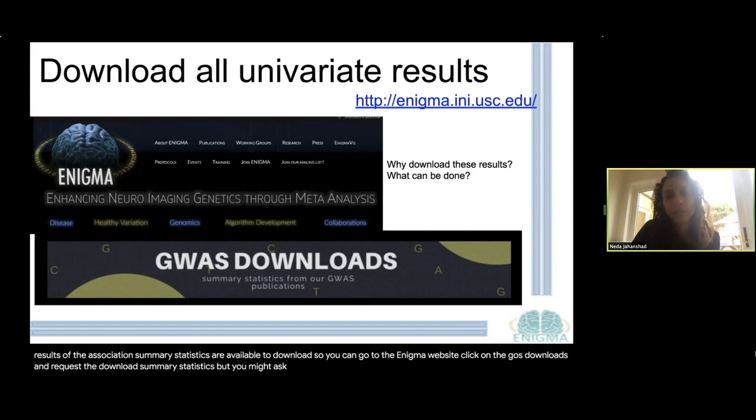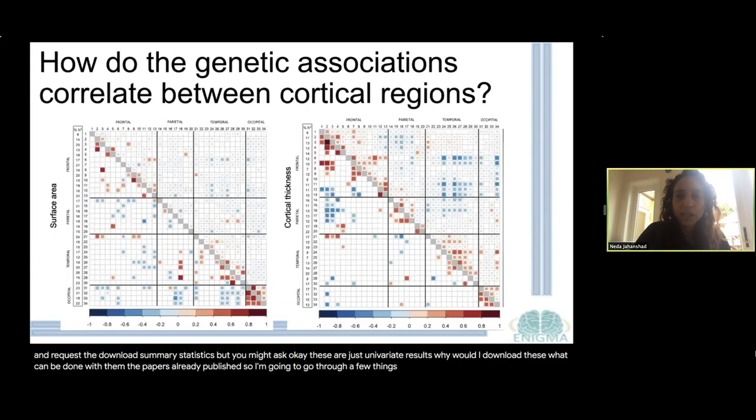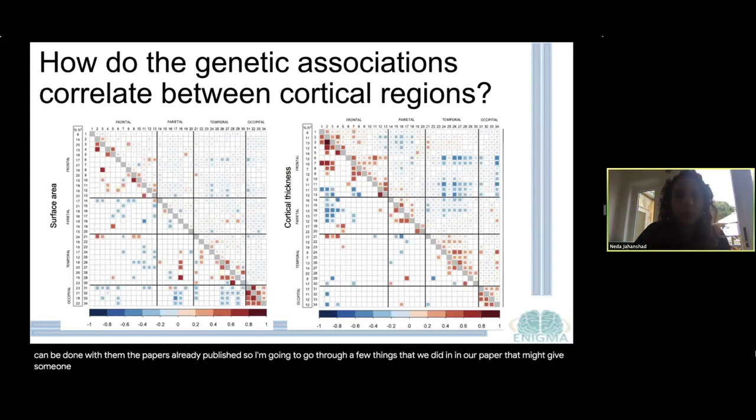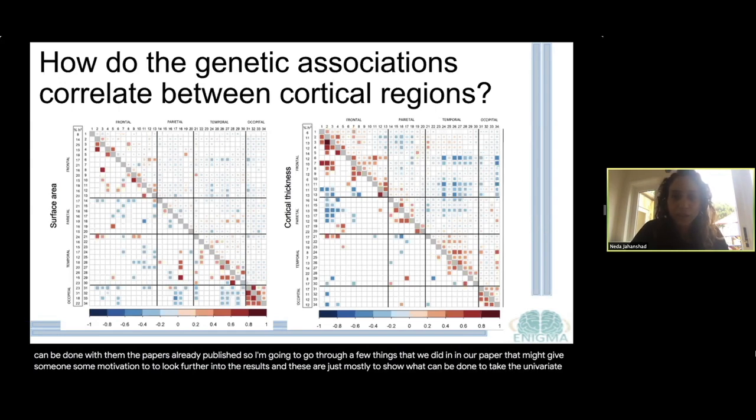But you might ask, okay, these are just univariate results. Why would I download these? What can be done with them? The paper's already published. So I'm going to go through a few things that we did in our paper that might give someone some motivation to look further into the results. These are mostly to show what can be done to take the univariate results a step further.